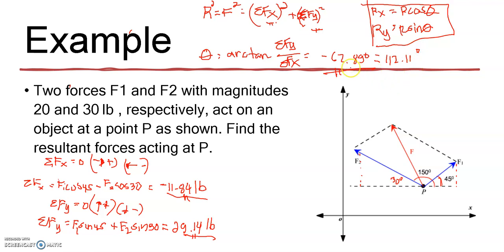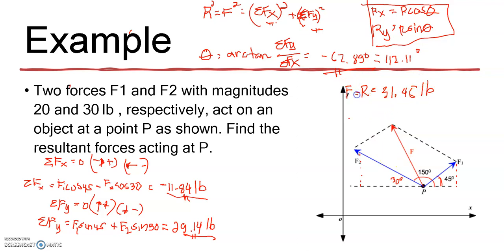So how did I do that? That's basically 180 minus 67.89, just for checking. And R here can be obtained by using the Pythagorean theorem. This is equal to 31.45 pounds. This is the magnitude of our resultant R.